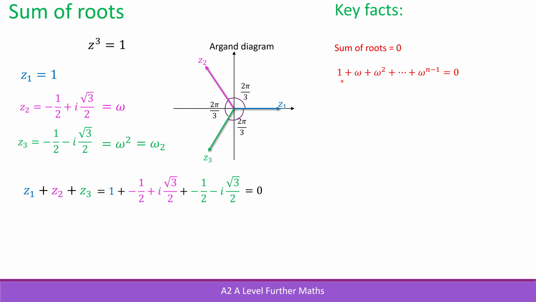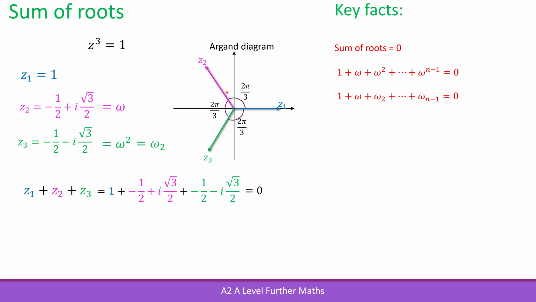Now I can write this in terms of omega, so 1 plus omega plus omega squared, all the way up to omega n minus 1 will equal 0. So if you add together all these different roots, they will always equal 0. Similarly, I could use the other notation. So I've got 1 plus omega 2 plus all the way up to omega n minus 1 is equal to 0. So this is using the subscript notation as well as the superscript notation.